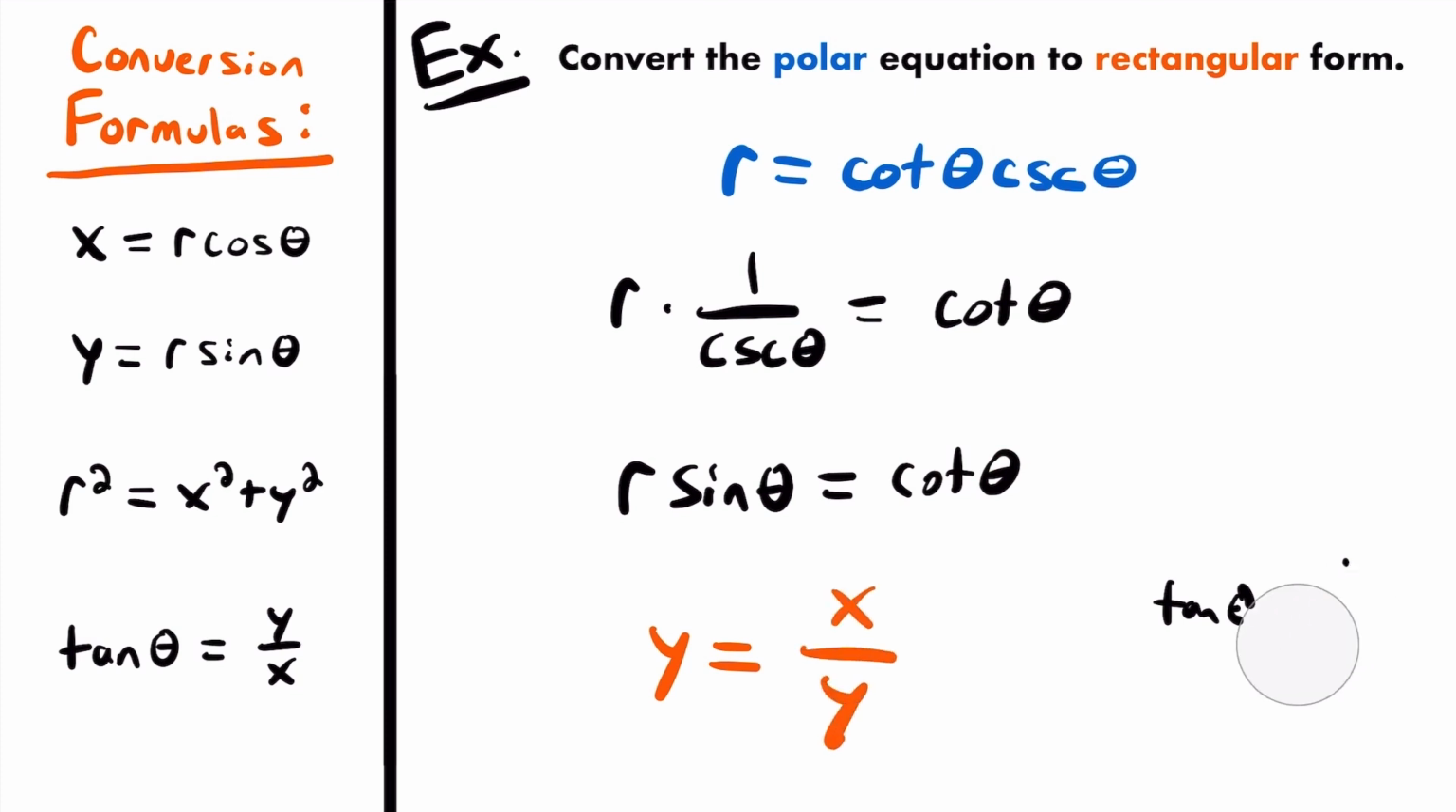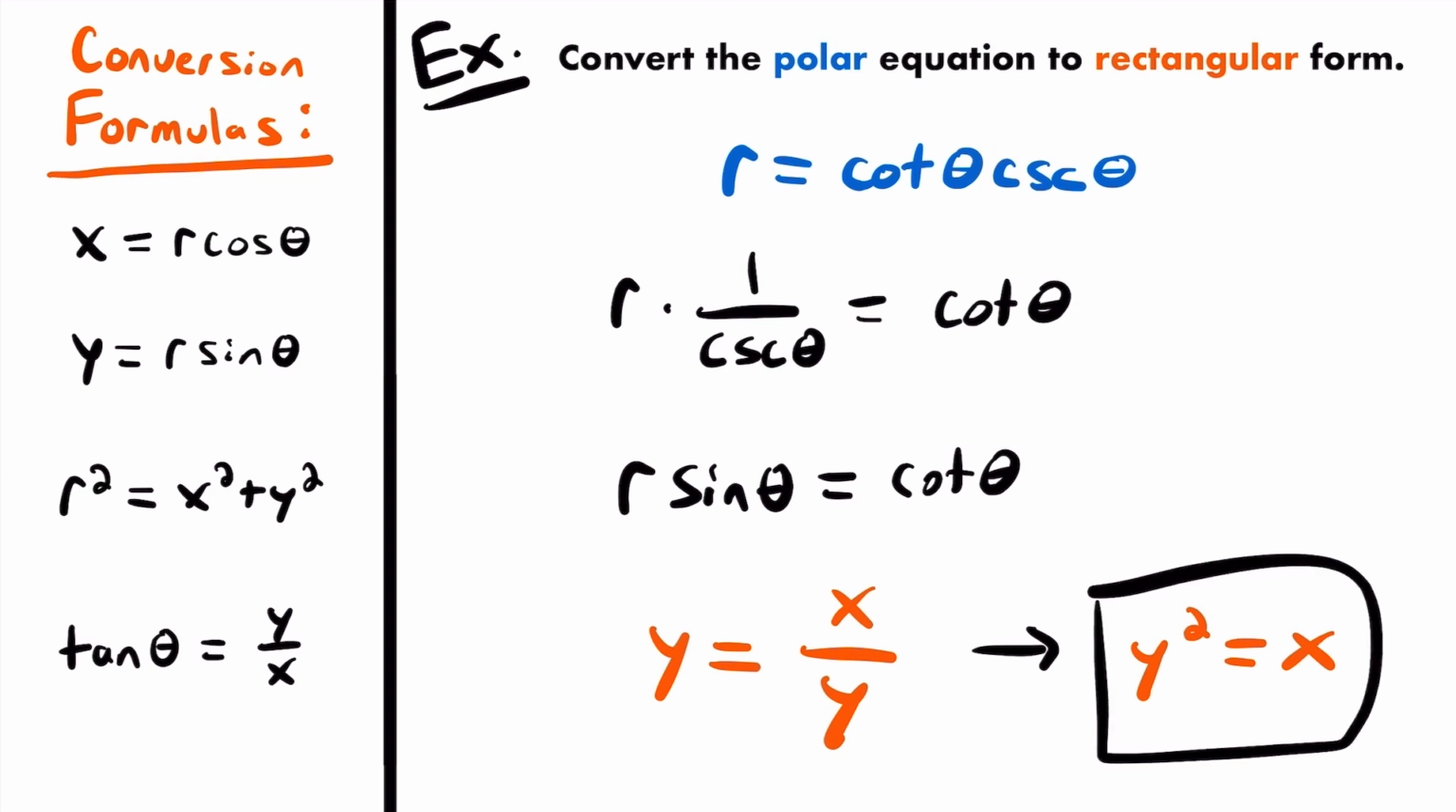Okay, and so now our equation is in terms of x and y. Now let's just simplify it a little bit. If we multiply both sides by y, then we'll get our final answer that y squared is equal to x. That is the rectangular form of this polar equation. Okay, let's take a look at one more example of converting polar equations to rectangular form, and then we'll start looking at some examples of converting from rectangular equations to polar form.